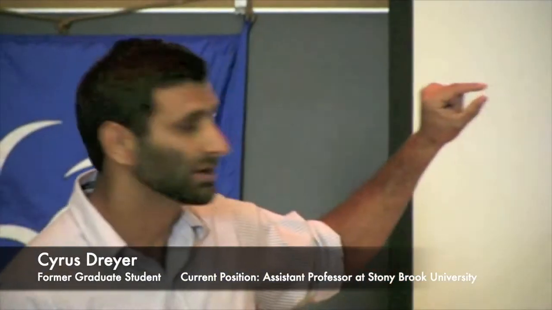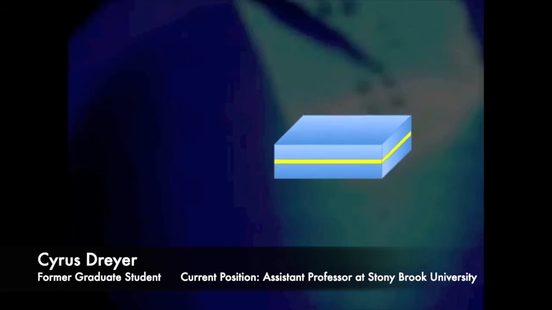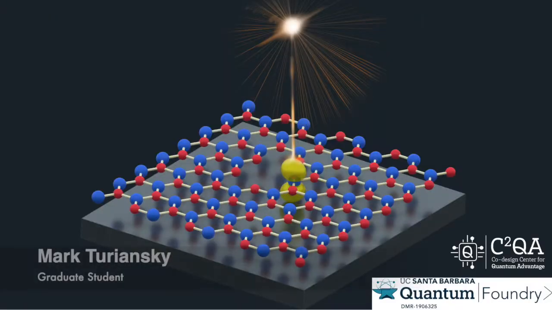Now this layer that emits enough light to light up an entire room is only about 1/1000th of a meter thick. So to put this in perspective, you could stack 1,000,000 of these layers on the head of a pin.